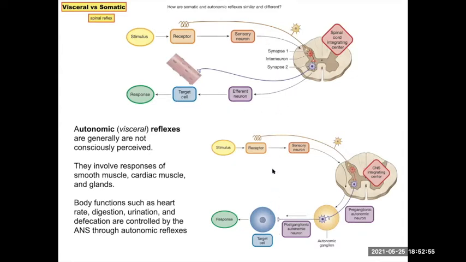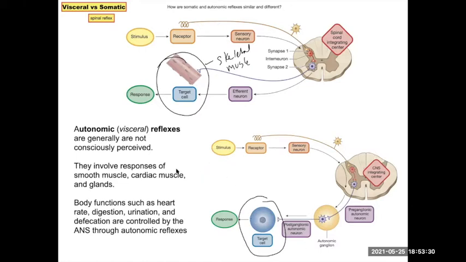But there's other things. These autonomic reflexes, they act the same way, right? A stimulus, receptor, a sensory neuron bringing the information in, and it goes through this reflex arc. There's going to be a little difference here, and the main one we're interested in right now is the target cell, right? Because in the somatic case, it's going to be skeletal muscle, and we can, if we want to, control that voluntarily.